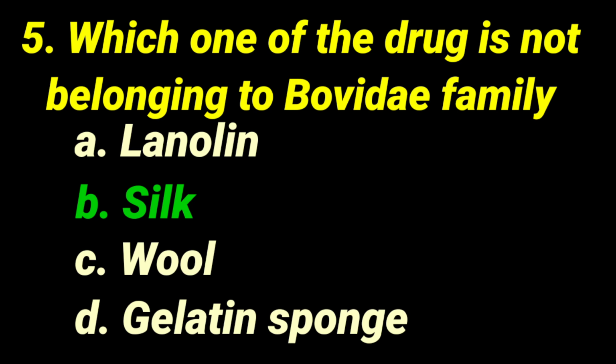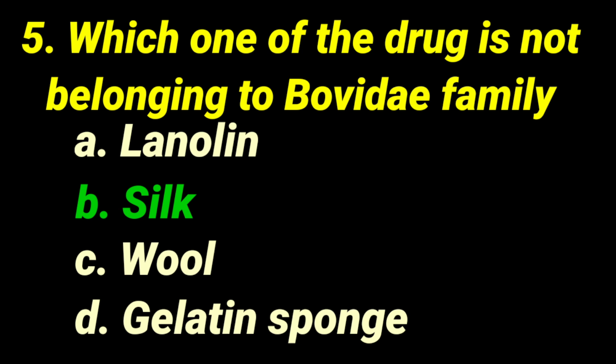Lanolin, wool fat, belongs to the Bovidae family. Silk fiber belongs to the Bombycidae family. Wool, Ovis aries, is from the Bovidae family. Gelatin sponge, that also is Ovis aries from the Bovidae family. So our correct answer, not belonging to the Bovidae family, is silk fiber, because it belongs to the Bombycidae family.